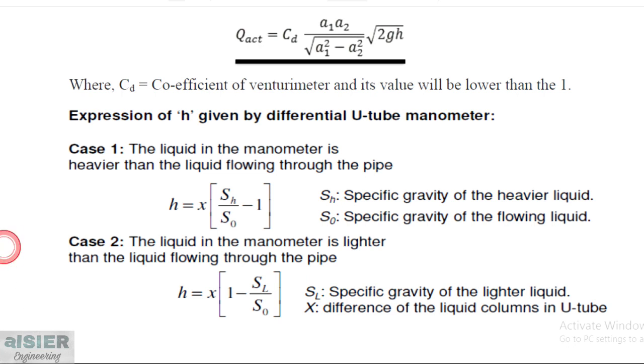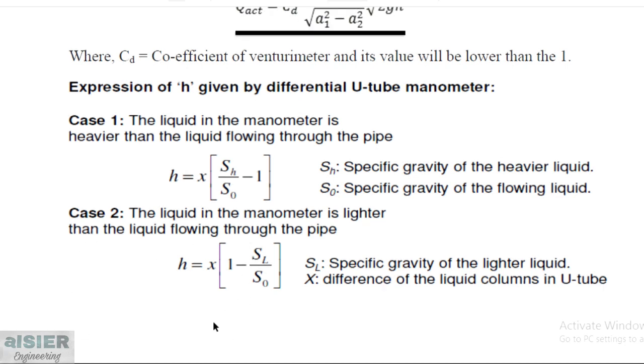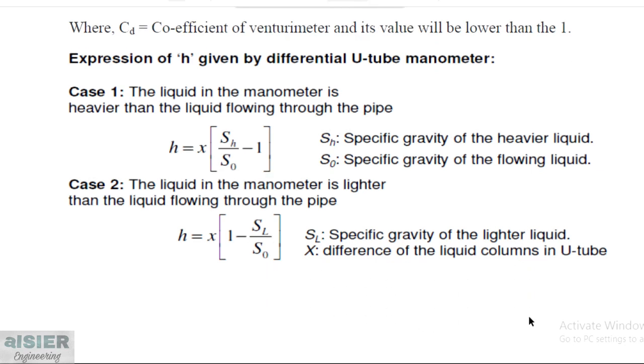Now if we reverse the case, that is if the liquid in the manometer is lighter than the liquid flowing through the pipe, then the formula becomes H is equal to x in bracket 1 minus Sl upon So, where Sl is the specific gravity of the lighter liquid and x is the difference of the liquid column in the U tube.